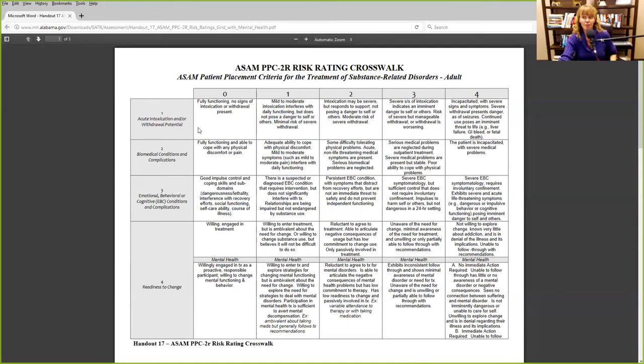Acute, non-life-threatening medical symptoms are present, and serious biomedical problems are being neglected if they're not being monitored and prodded in this more structured environment where we're making sure they're going to their doctor's appointments and taking their meds. Level 3, serious medical problems are neglected during outpatient treatment. So they're just still not keeping up with their medical treatment plan. And poor ability to cope with physical problems.